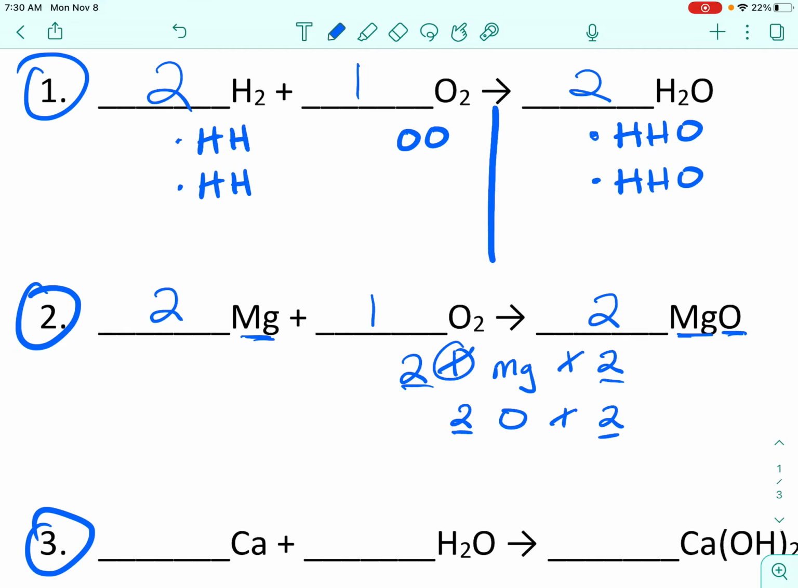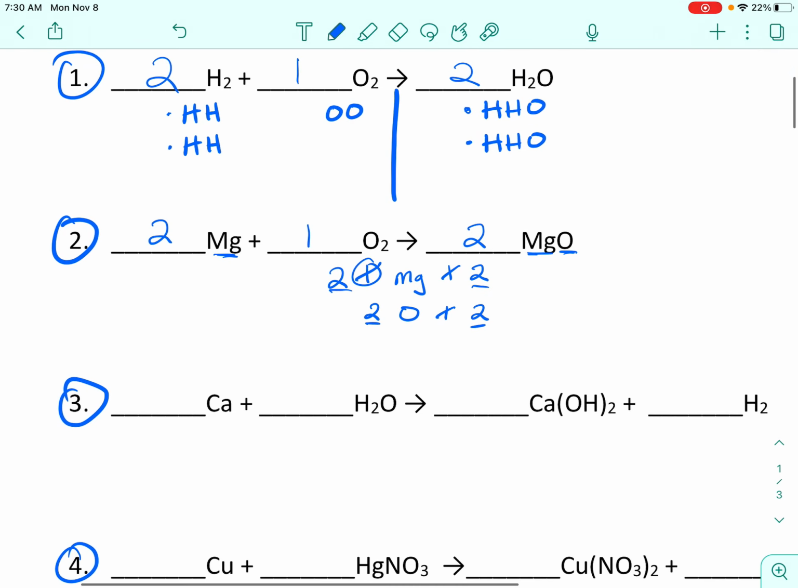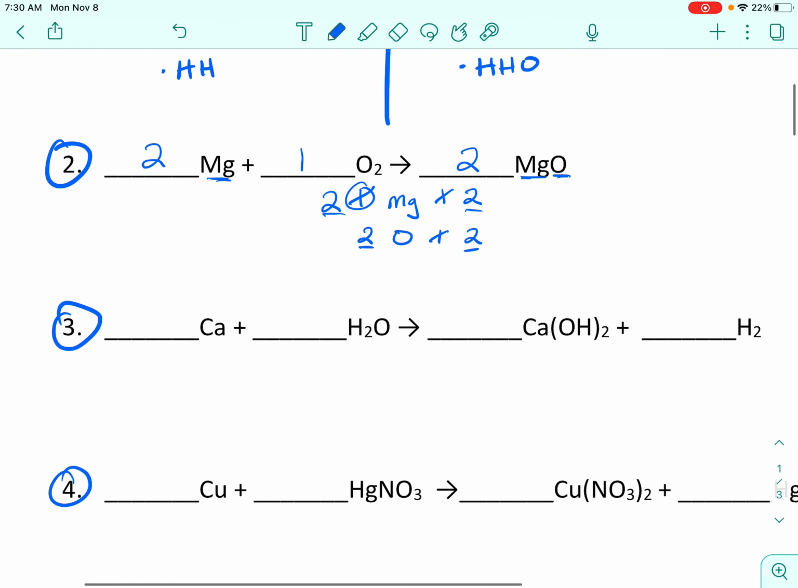So those are the 2 methods. So let's keep going. Let's do a few more together here. There's a few tricks and things like that to look out for. So I want to keep showing you a few more. So number 3, we've got calcium plus water gives us calcium hydroxide and hydrogen gas.